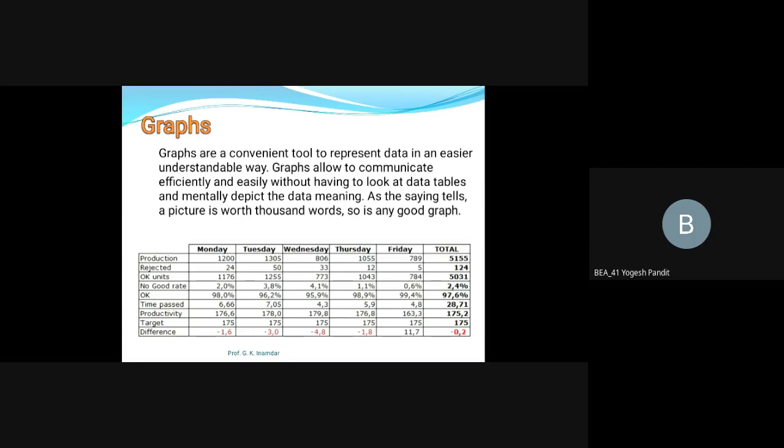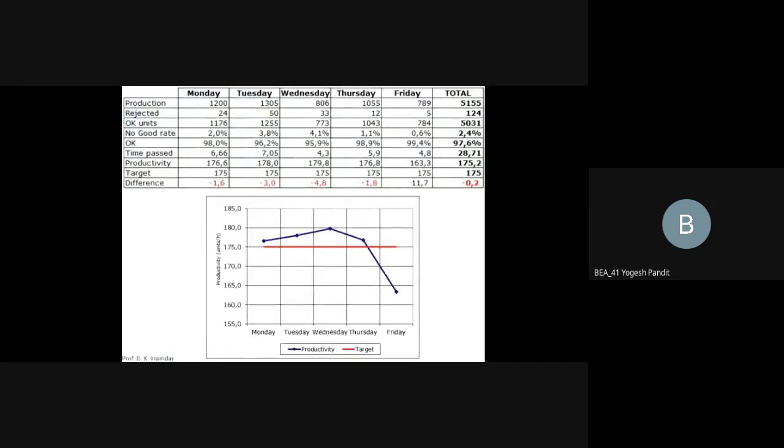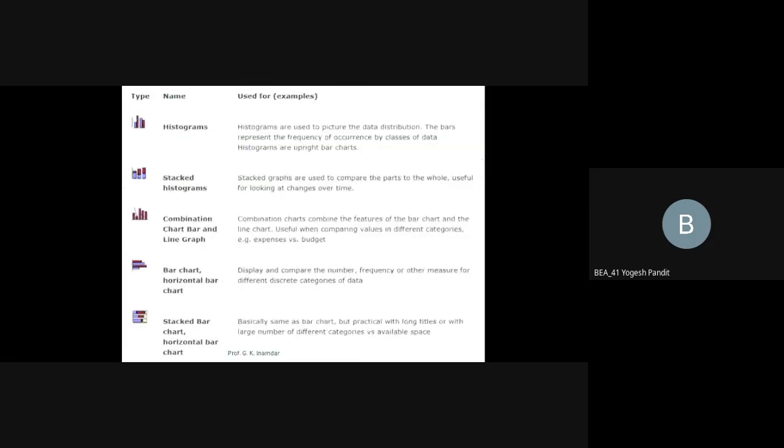Okay, and whatever the reading of that data will be easy. So there are a number of different types of graphs: histograms, stacked histograms, combination charts, bar and line graphs, bar charts, horizontal bar charts, stacked bar charts. These types of analysis tools are available in Excel sheet also, in Word file, in PPT also.